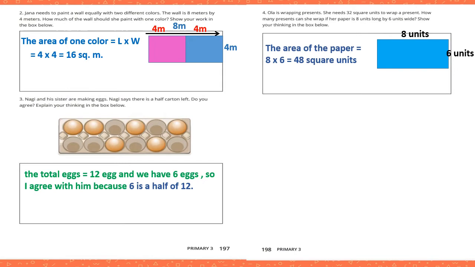Okay. The area of the paper equals 8 times 6 equals 48 square units. So one present needs 32 square units. 48 minus 32 equals 16 square units. So she can wrap only one present.